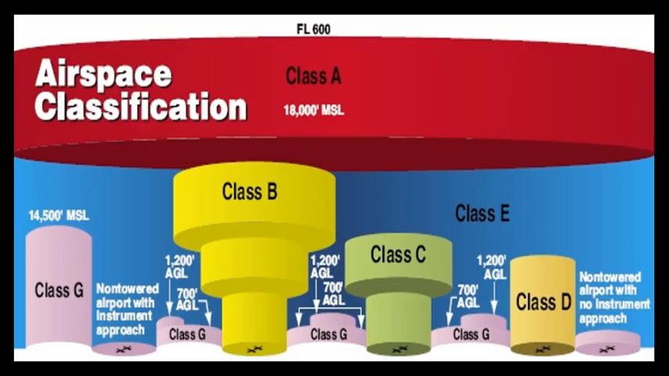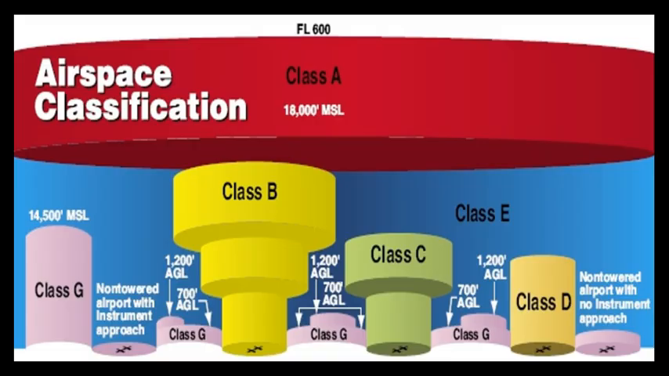Class A covers 18,000 feet MSL up to FL 600, or 60,000 feet MSL. This airspace is controlled, which requires an instrument rating and transponder. Class B includes the surface to 10,000 feet MSL and requires air traffic control clearance to enter. Class C is from the surface to 4,000 feet AGL, and a two-way radio and transponder are required. Class D covers the surface to 2,500 feet AGL. These are found around smaller airports with towers, and a two-way radio is required.